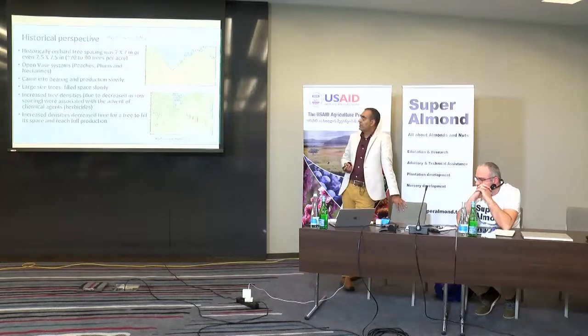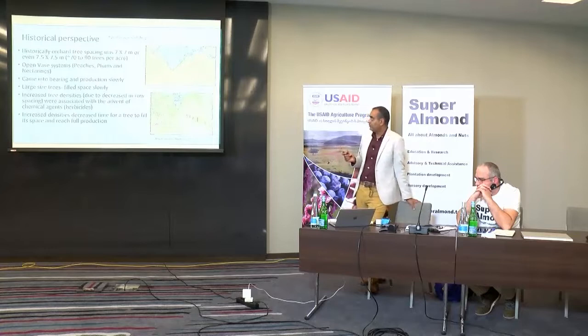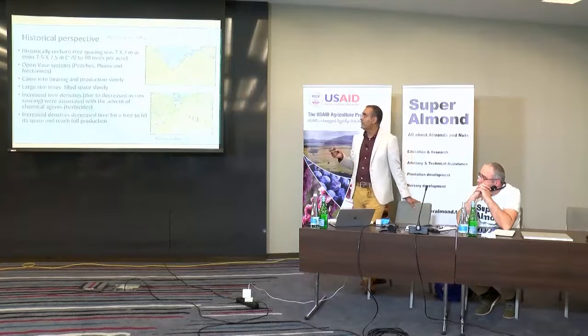Let's just go to historical perspective. Historically, the orchard tree spacing was 7 by 7 meters or even 7.5 by 7.5 meters early on. Maybe 50, 60 years ago, we used to have only 70 to 90 trees per acre, which is roughly 200 to 220 trees per hectare, which is very low density.